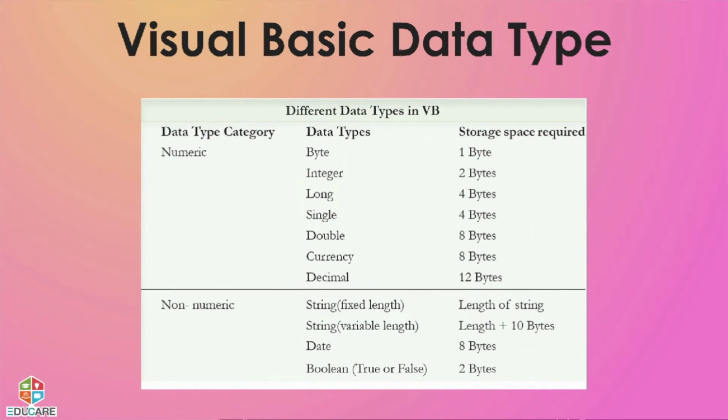Different data types in VB. Numeric: Byte, 1 byte; Integer, 2 bytes; Long, 4 bytes; Single, 4 bytes; Double, 8 bytes; Currency, 8 bytes; Decimal, 12 bytes. Non-numeric: String, fixed length is the length of the string, variable length is the length plus 10 bytes; Date, 8 bytes; Boolean, True or False, 2 bytes.